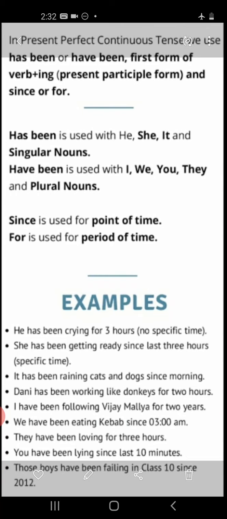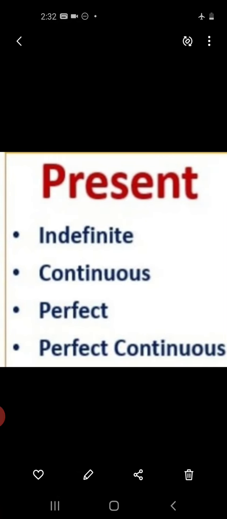Have a look at these examples. She has been crying for 3 hours. Here we use for because there is no specific time. Second one, she has been getting ready since last 3 hours. Now there is a specific time, so we use since. All right, so now these are the 4 sub parts of present tense we have discussed, and I hope that this is clear to you all.